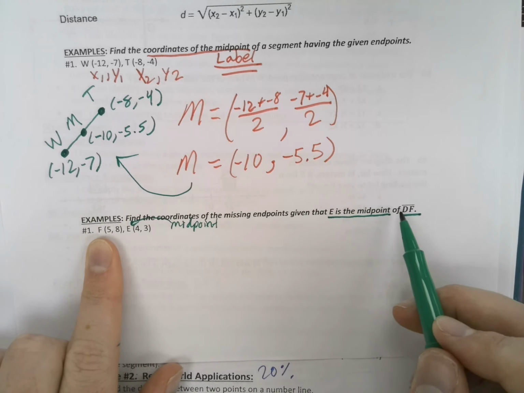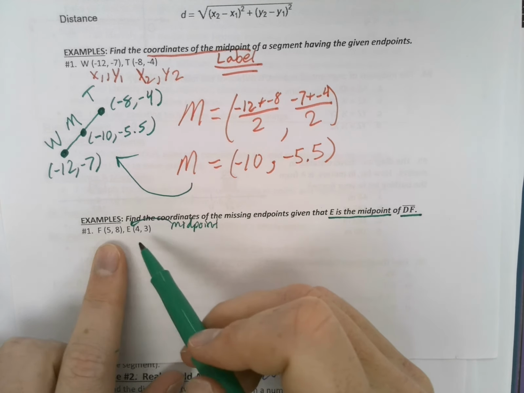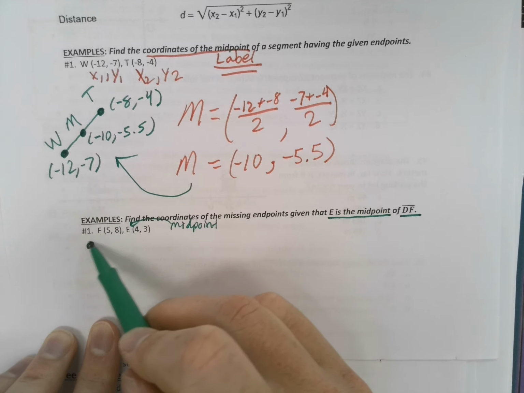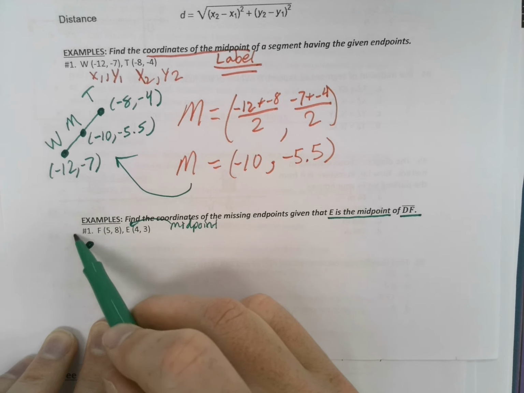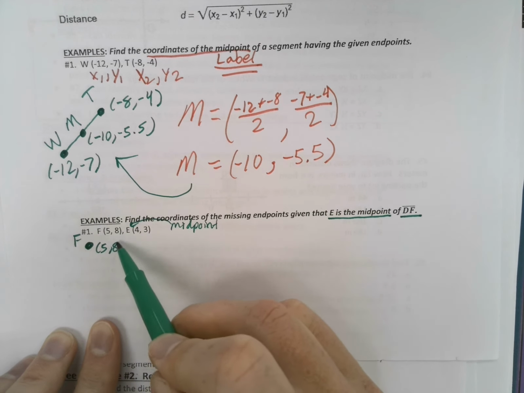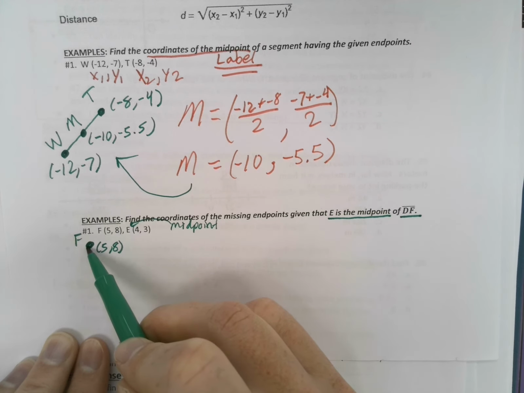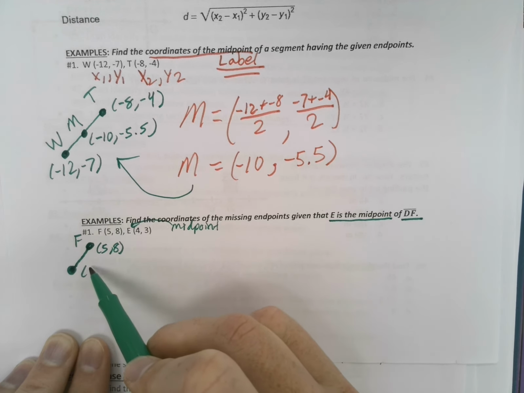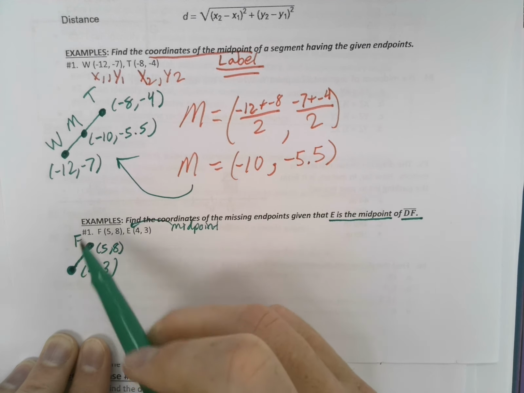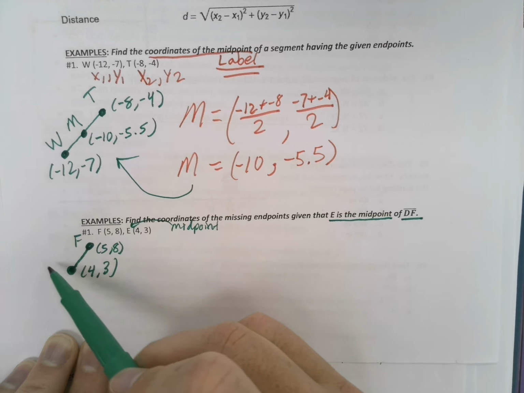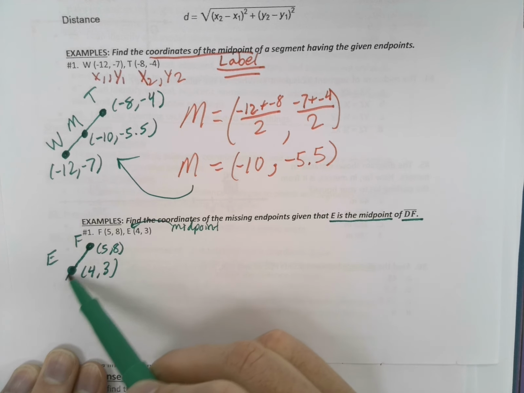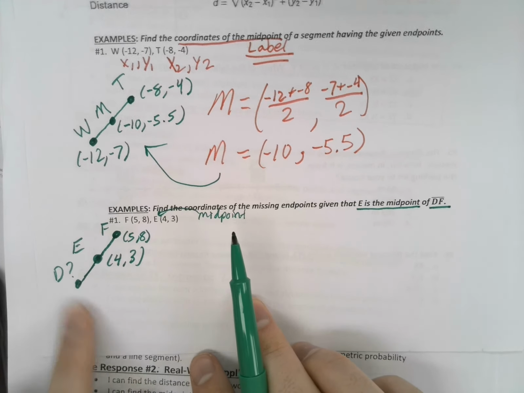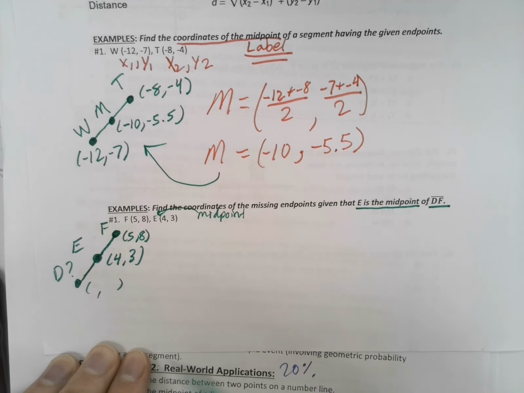D is missing here. So what we know we're going to have, looks like F at 5, 8, just giving you an idea of what this might look like. We know E is going to be at 4, 3. And the question is, where will point D be at? What will its coordinates be? What will this endpoint be?